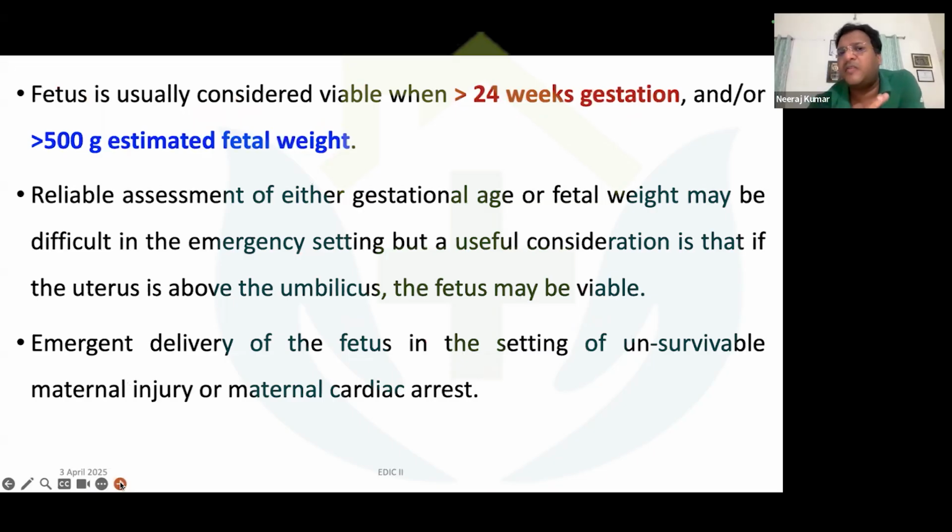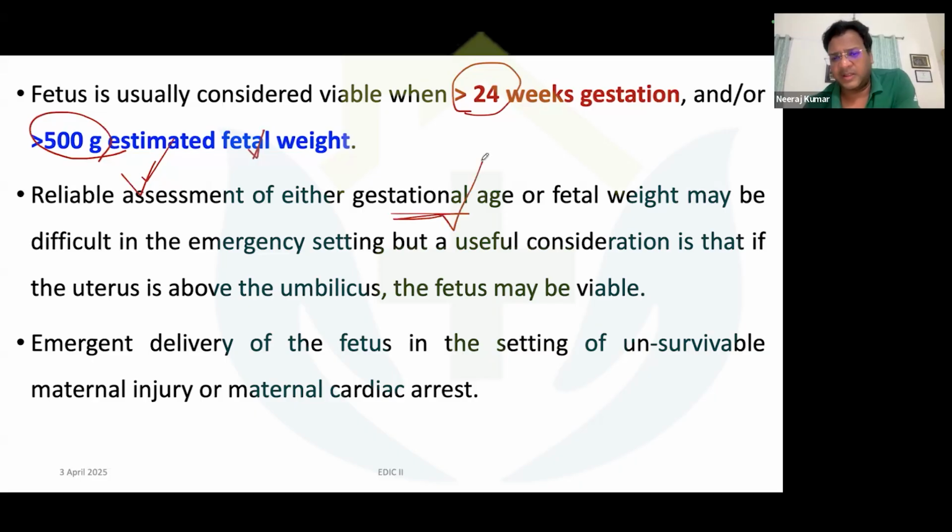The fetus is usually considered viable when it is more than 24 weeks of gestation, or if the estimated fetal weight is more than 500 grams. Again, these are two important MCQs that can be asked in your exam: what is the viable gestational age for the fetus, and what is the cutoff of the fetal weight? The reliable assessment of gestational age we have already discussed, using the three methods I described previously. Fetal weight may be difficult to assess in emergency settings, but it is always useful to consider that if the uterus is above the umbilicus, the fetus may be viable.